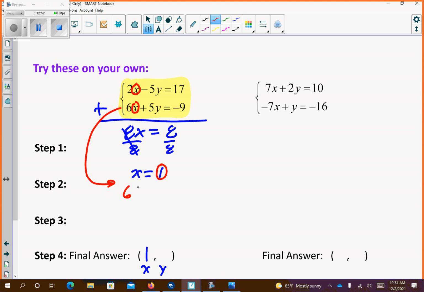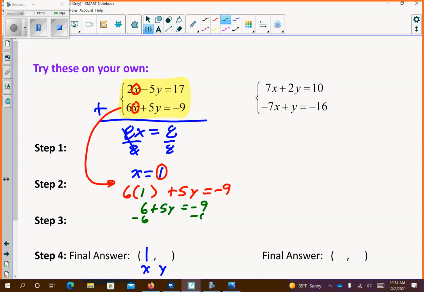Answer's the same on both, so it doesn't really matter. Sometimes one might present a little easier. Okay, so where the parentheses are right now is where the x had been, but I know that x is equal to 1, so I'm going to plug 1 in there. Do the math. 6 times 1 is 6, plus 5y equals negative 9.